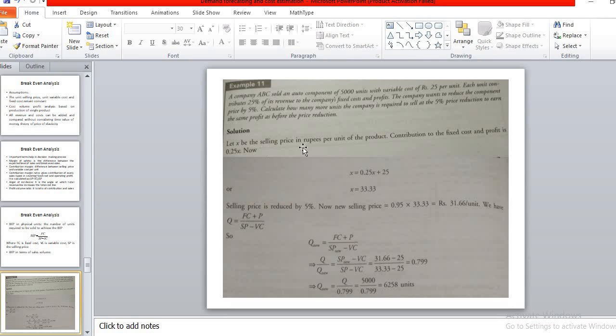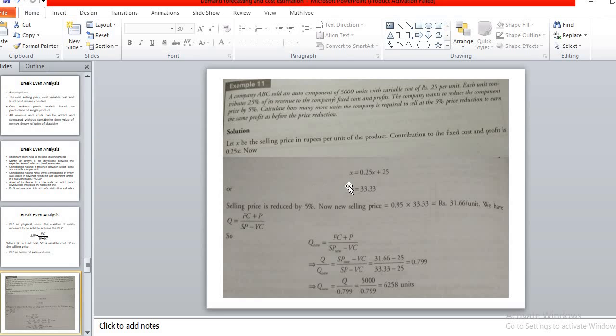So we consider X to be the selling price in rupees per unit of the product. And the contribution to the fixed cost and profit is 0.25x. It is given here: each unit contributes 25% of the company's fixed cost and the profit. So it is 0.25x.